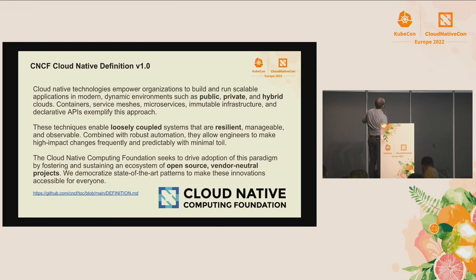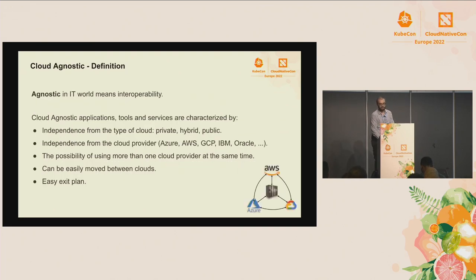The last paragraph is about the Cloud Native Computing Foundation, which seeks to drive adoption of this paradigm by fostering and sustaining an ecosystem of open source and vendor-neutral projects. Open source is the nature of independence. You can fork the code, of course depending on the license, you can extend this code, you can use this code, libraries, tools, and so on. And the projects are vendor neutral, so we like to be vendor neutral without vendor lock-in. This was the cloud native definition.